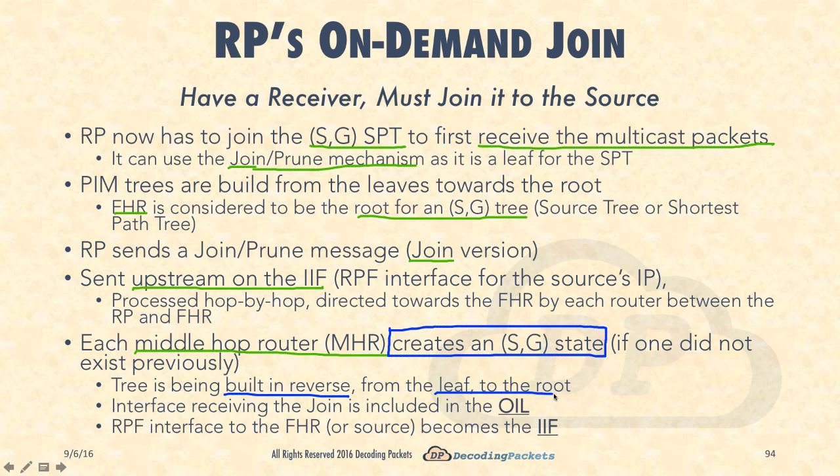It is being built from the leaf to the root. And the interface that receives the join, this is literally the same as that star comma G join. The interface that will receive the join is included in the outgoing interface list, so that now becomes part of the OIL. And the RPF interface on each middle hop router, that is for the FHR or the source, should be one and the same thing. That is now considered to be the IIF for this star comma G state.